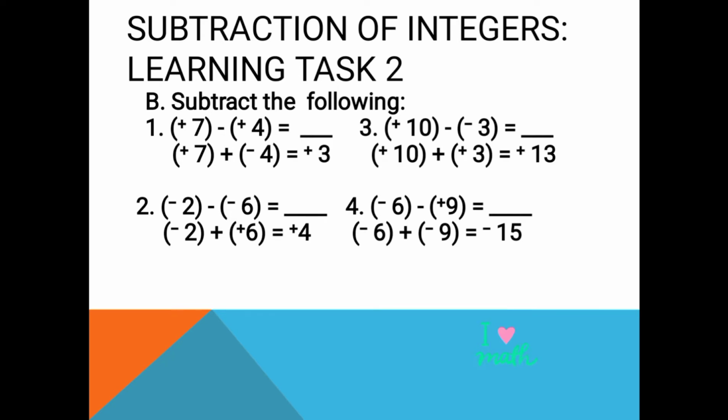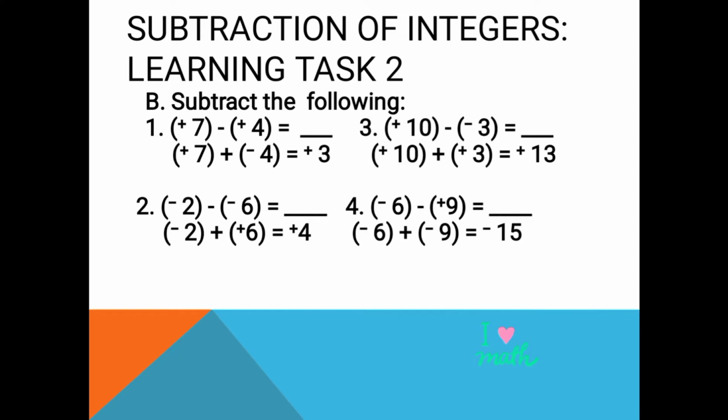Positive 7 plus negative 4, since different in sign, subtract the numbers, then copy the sign of the bigger number. So 7 minus 4 is equal to 3. What is the sign of our bigger number, which is 7? Positive. So you write positive 3 as your final answer.